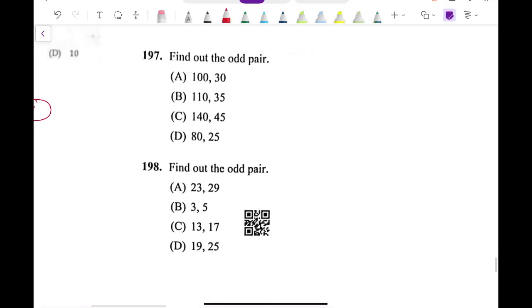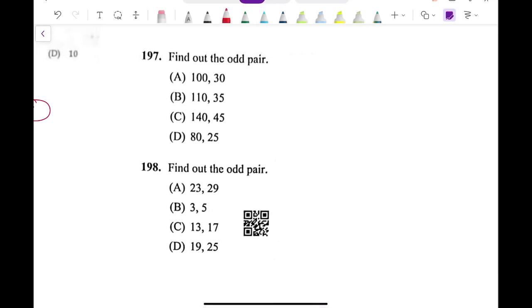Or the question can also be asked this way: find the odd pair out. If you look here, I'll start with this one. This one is a prime number, this one is a prime number, this one is a prime number, this one is a prime number, this one is a prime number, but this is not a prime number. So the odd one is this one. So this is the correct answer here.